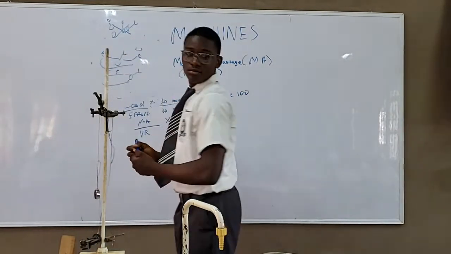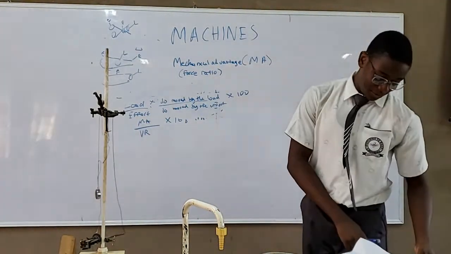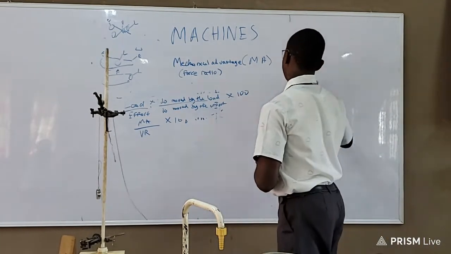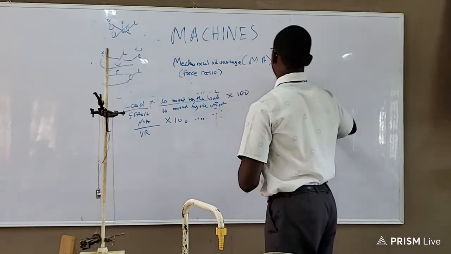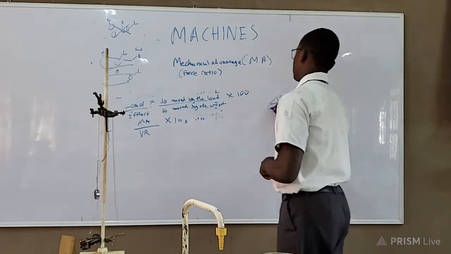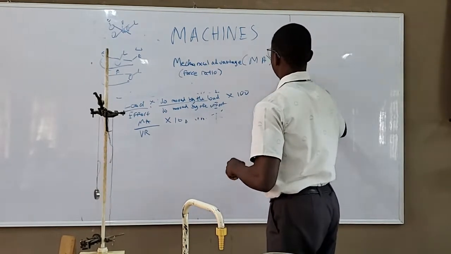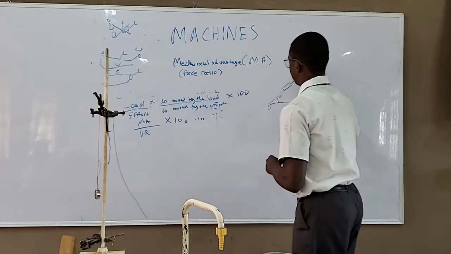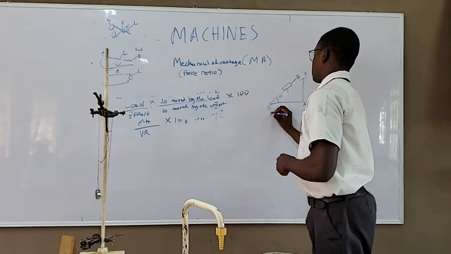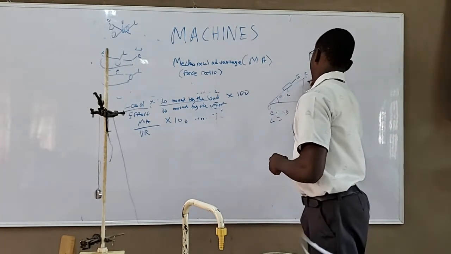Okay, thank you, Master Tiwa. Let me just explain the inclined plane. An inclined plane is a rigid plane that is inclined at an angle to the horizontal. This is theta, this is A, this is your load, and the effort is acting in the direction OB. And your load is acting in the direction of BA.